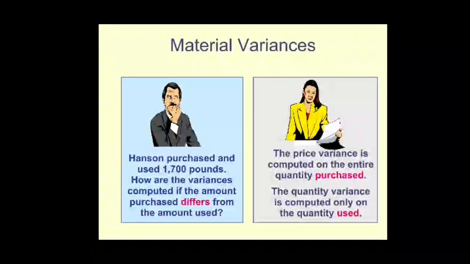See, there are two aspects of variance you have done: variance in terms of dollar or price, and variance in terms of quantity. So remember this point. The price variance is computed on the entire quantity purchased. The quantity variance is computed only on the quantity used. Just remember the way to use the formula to calculate these two variances.